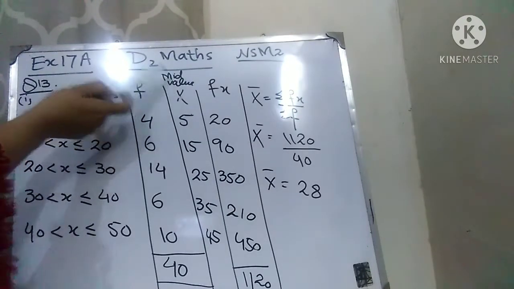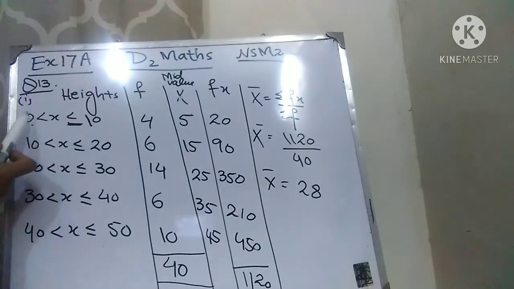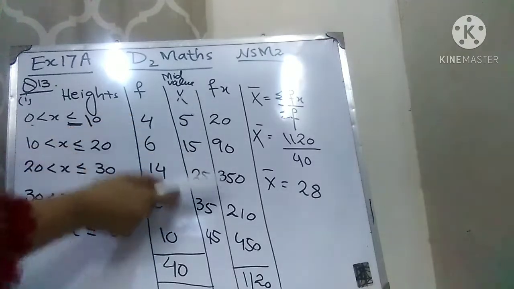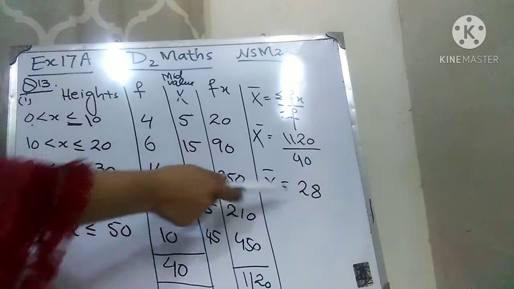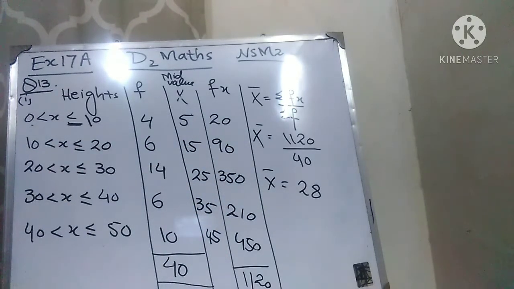X is what? X is the mid value. You can find the mid value by adding 0 and 10 divided by 2. By adding these two values and dividing by 2, you can get x. Then you will multiply f with x, and you will sum up the values. Then you will sum up the values of frequency, and then you will put the values in the formula, and you will divide, and you will get the mean height.